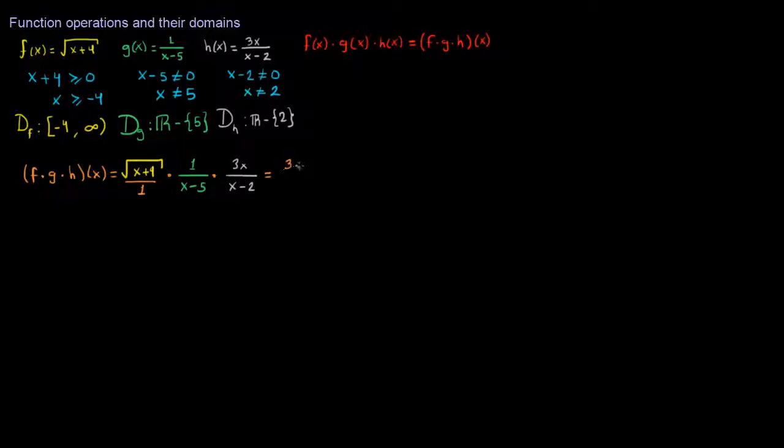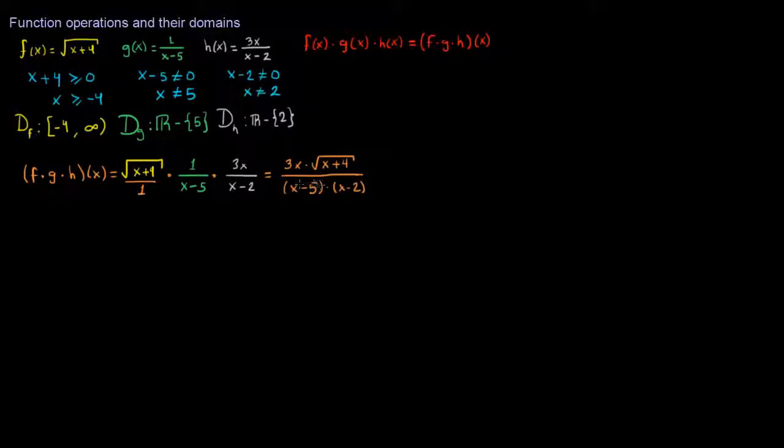It would be 3 times x times the square root of x plus 4, and in the denominator we will have the other two terms multiplying, x minus 5 times x minus 2. From here we're pretty much done with the actual operation of f times g times h. The only part left is to get the domain of this expression.